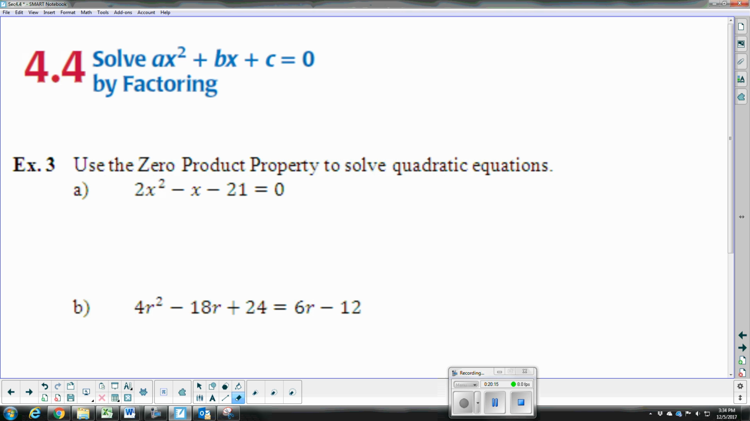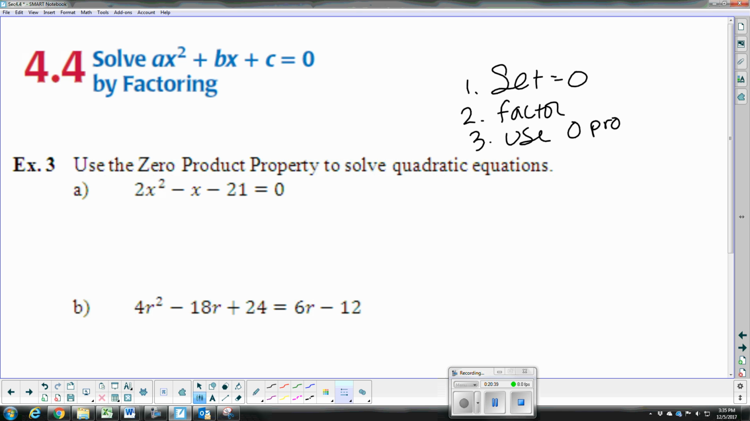So we're going to use the zero product property now, but we're going to use it with a coefficient in front of our x squared term. So we're going to follow the same steps. First, we're going to set the equation equal to 0. Second, we're going to factor. Third, we're going to use the zero product property. And fourth, we're going to solve for the variable.